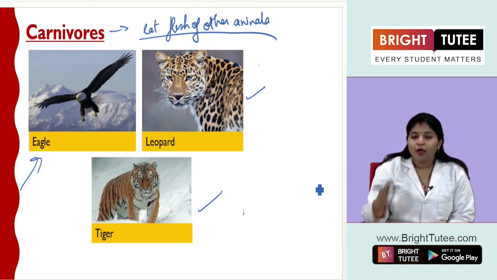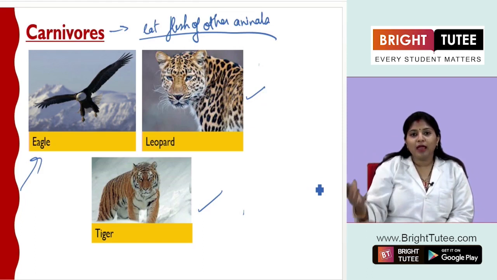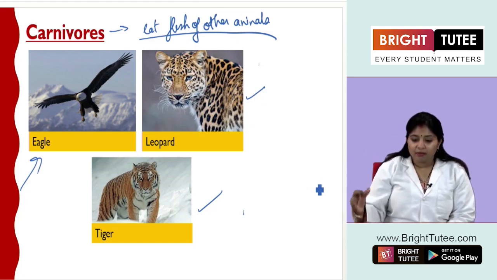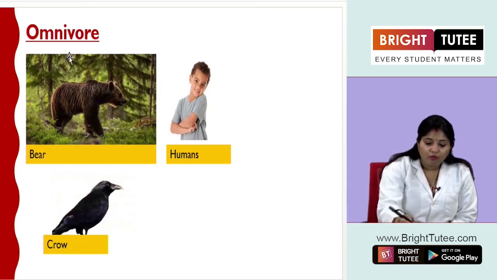So these animals purely rely for their food on the animals and the flesh of the animals. Then we have omnivores. So what are the omnivores? We have bear. These are the animals.